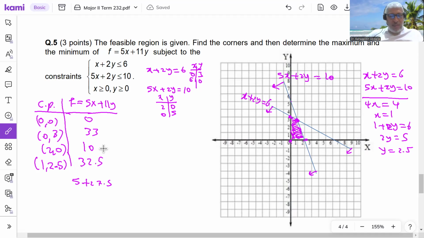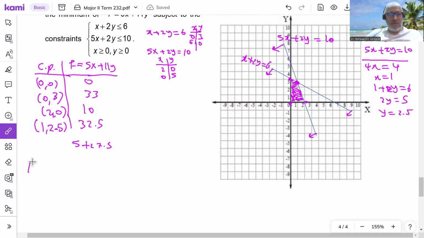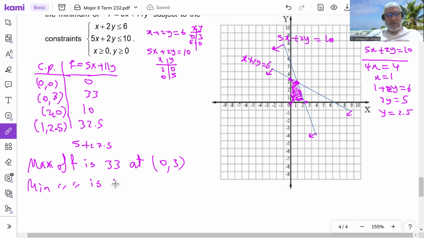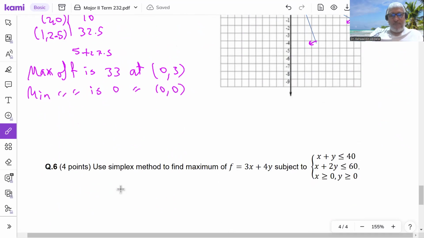So what is the maximum? He's asking to determine the maximum and the minimum. So what is the maximum? Maximum of f is 33 at 0, 3. And minimum of f is 0, the smallest, at 0, 0. So this is the answer to the question.